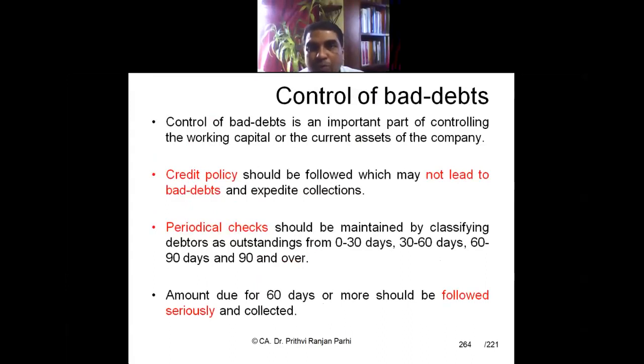One needs to control bad debts whenever we are making credit sales. Bad debt is an important issue. So credit policy needs to be designed in such a way that bad debt aspects are taken care of. One may go for periodical checks. You may classify debtors as more than 30 days, 30 to 60 days, 60 to 90 days, over 90 days, like this one can analyze. And you may continuously follow up old debtors, let us say those from whom debts are outstanding for more than 60 days, which need to be followed up more seriously.